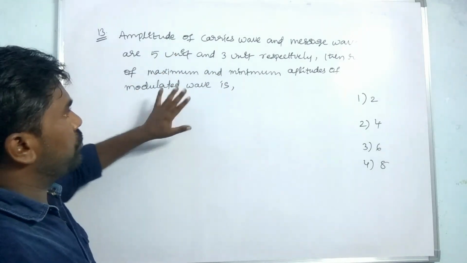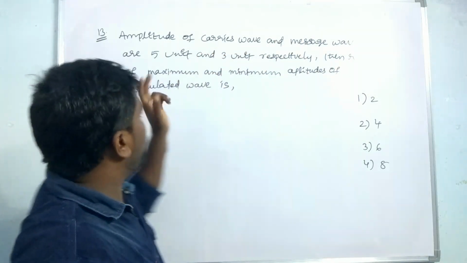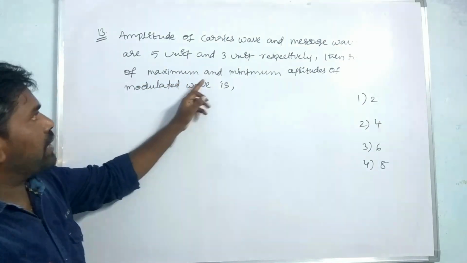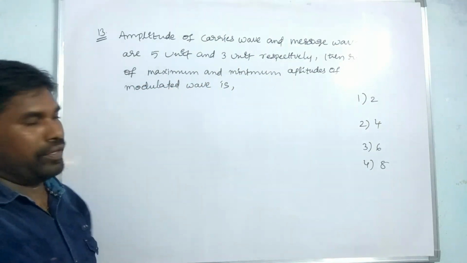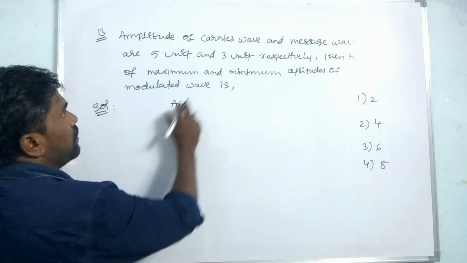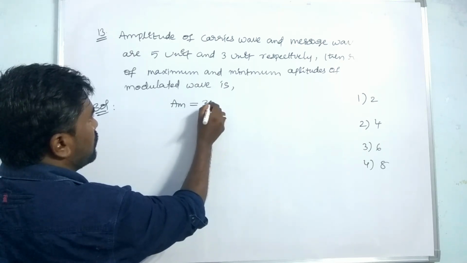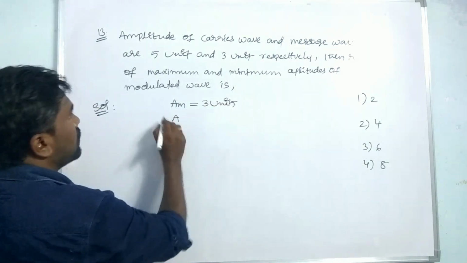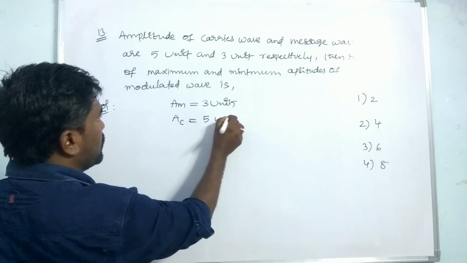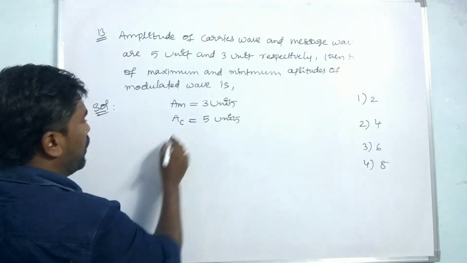Communication systems, which you can expect every year. The amplitude of the carrier wave and the message wave are 5 units and 3 units respectively. Then find the ratio of maximum and minimum amplitudes of the modulated wave. So here there is a direct formula. The amplitude of the message wave is 3 units. The amplitude of the carrier wave is 5 units.